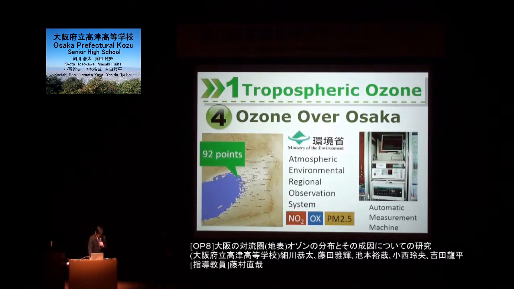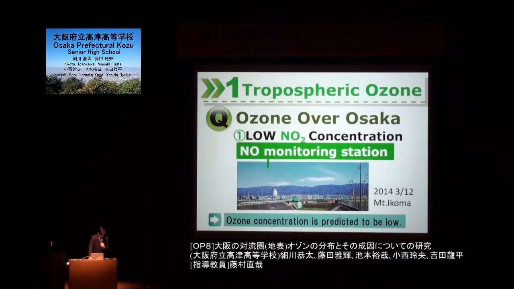The Japanese Ministry of the Environment has automatic air monitoring machines at 92 points in Osaka as an atmospheric, environmental, and regional observation system. They are always monitoring concentrations of various air pollutants such as NO2, ozone, and PM2.5. However, there are no monitoring stations in mountain areas. Therefore, air pollution and ozone levels in these areas are unknown.